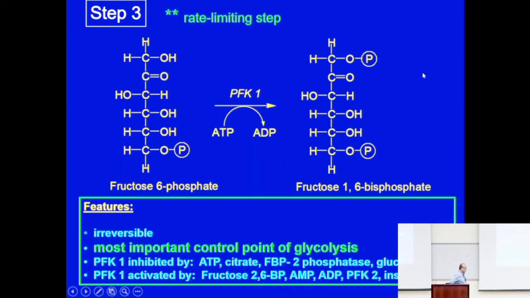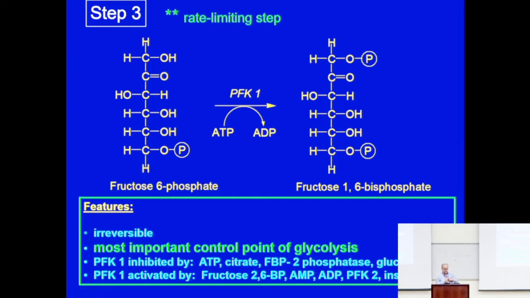Which brings us to the third step and the second rate limiting enzyme of glycolysis. There are 3 rate limiting enzymes. This is the second one. And in many ways, this is probably the most important one. Okay? So I want you to really pay attention. I'll probably spend easily 15, 20 minutes, maybe longer on it, because it's one of the more important regulatory steps in glycolysis and one of the more challenging ones for students to understand.